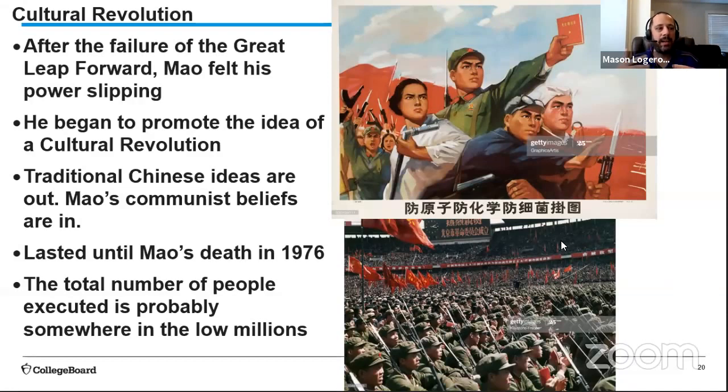It's hard to say exactly how many people were jailed or executed during the Cultural Revolution, because in a lot of cases, numbers weren't really kept. But most historians would agree it's at least somewhere in the low millions of people. So again, think about how communism spreads, but also think about the main effects of that spread as well, like we see here in China.